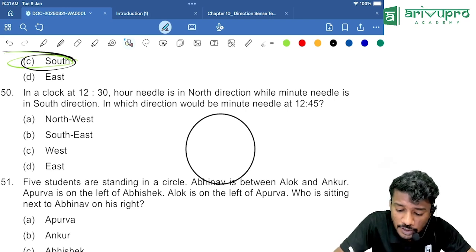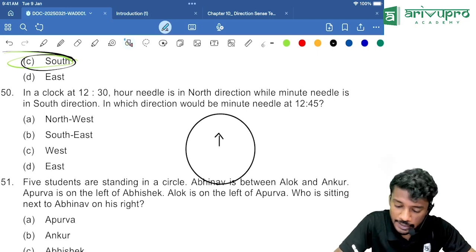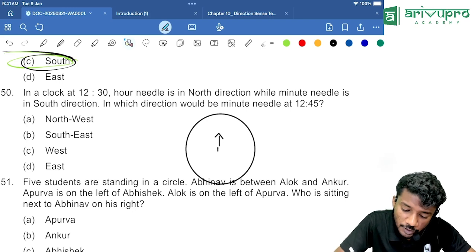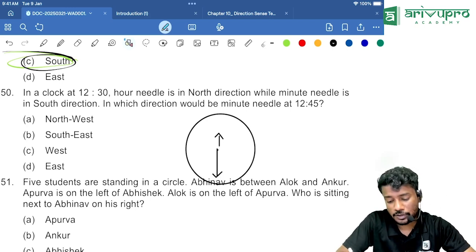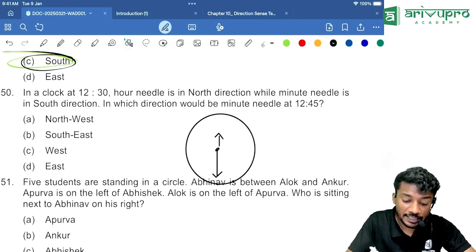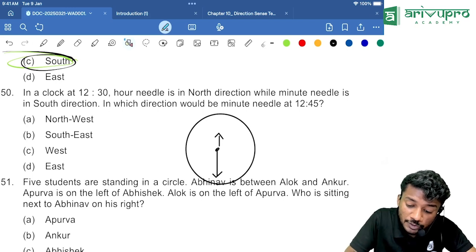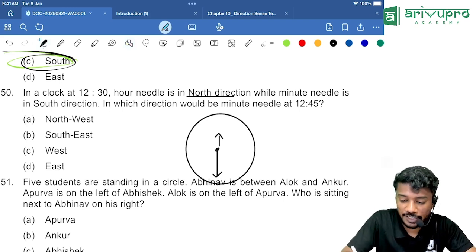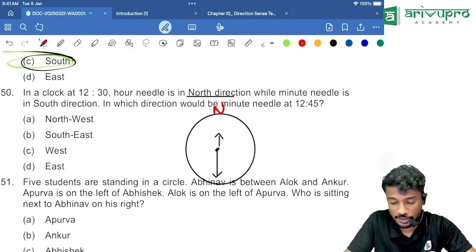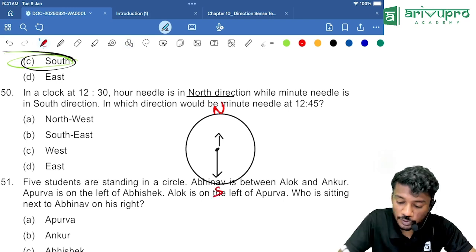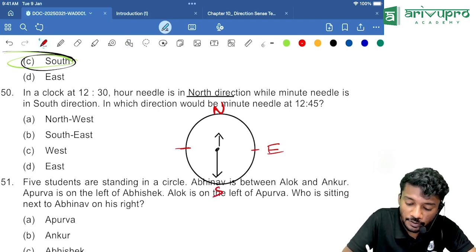The hour hand is towards north. Then the minute hand is towards down, okay, south. Likewise it will be. Now, what are they telling? The hour hand is towards the north direction. It is a very direct question. It is north direction, then this is south. This will be east, this will be west.